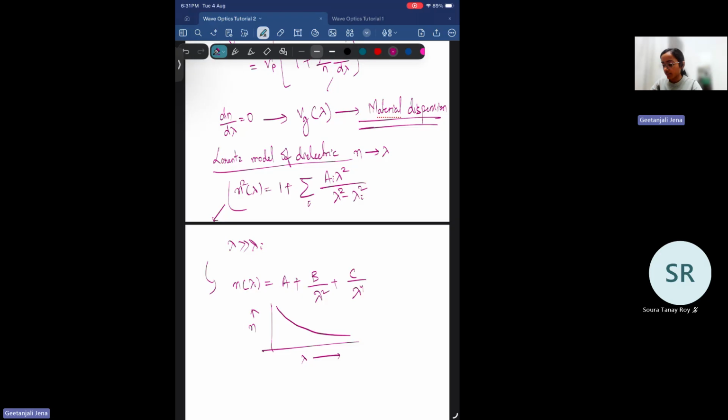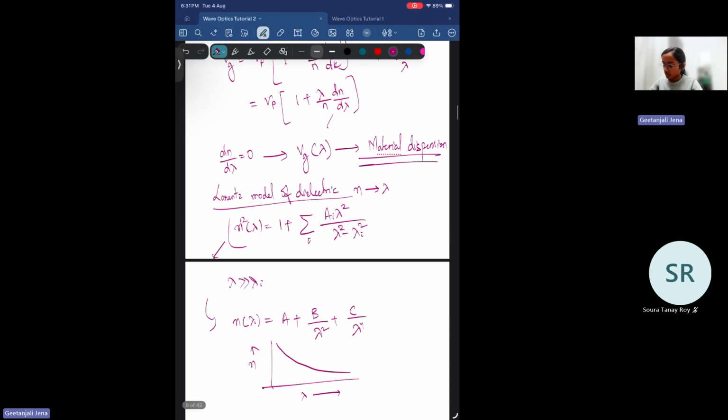Using this dependency, we can see how the material dispersion affects propagation, and how to find a wavelength where this material dispersion vanishes. This particular wavelength we call the zero dispersion wavelength. We'll see one problem on that.